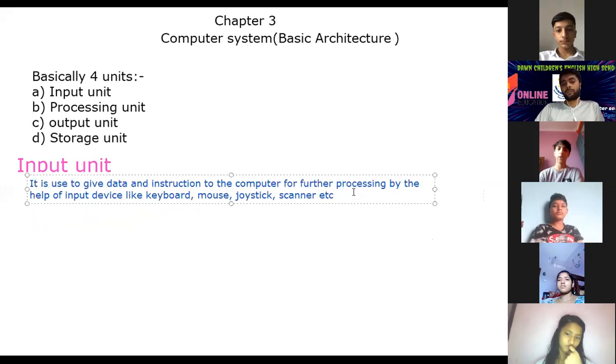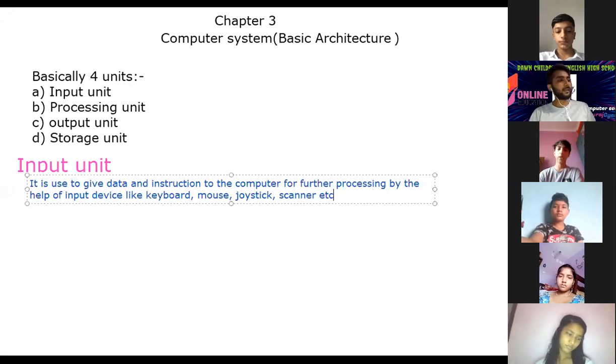Okay. So in this unit, what will happen? We need to give data and instruction to the computer. Why to give? For the processing. How to give? By using an input device. There are many input devices which we have read, in our class 8 also. Keyboard, mouse, joystick, scanner. Only this much? No, there are many more. Web camera we have, microphone we have. These all are input units. Touchpad, touchpen. These all are the input unit.